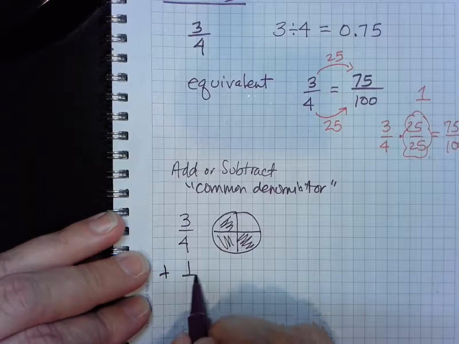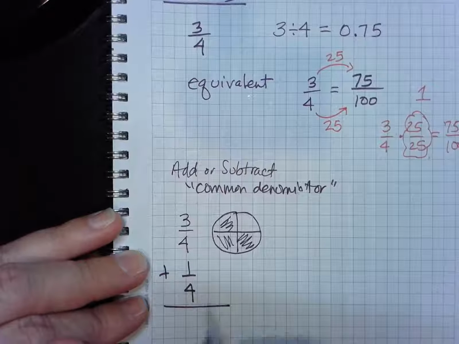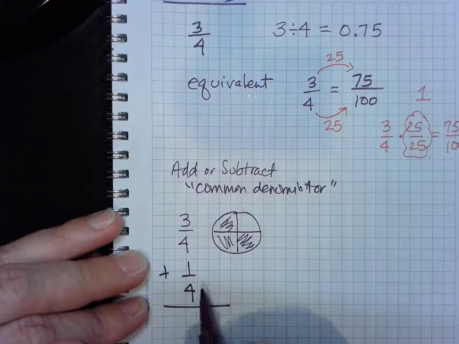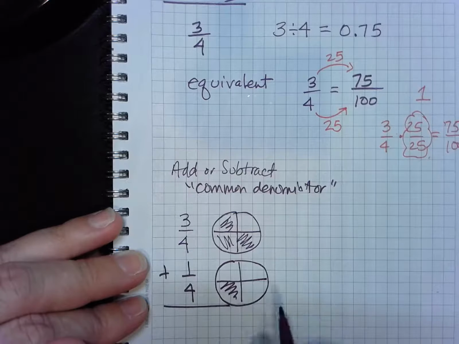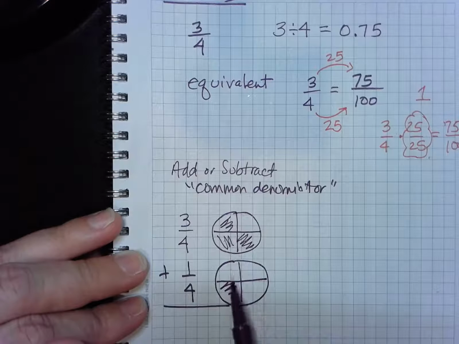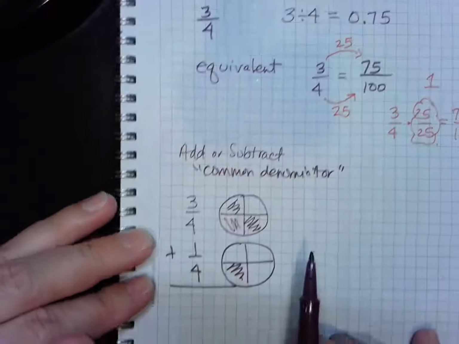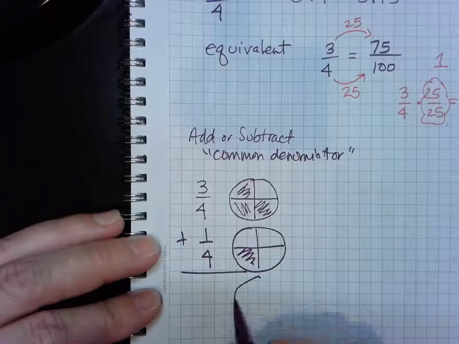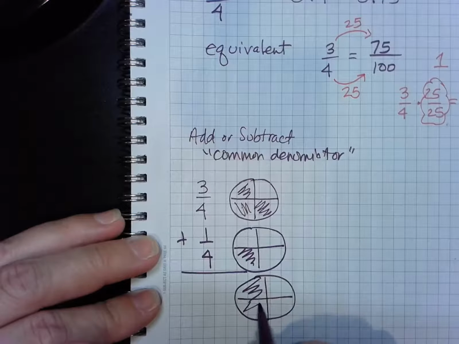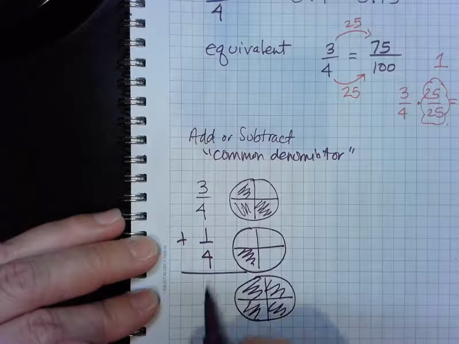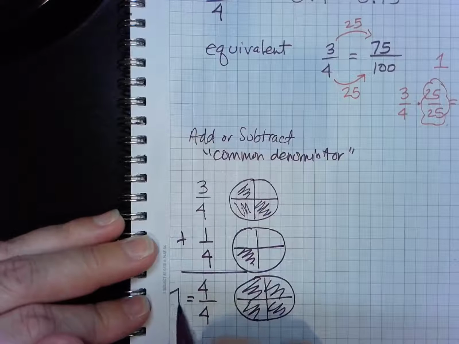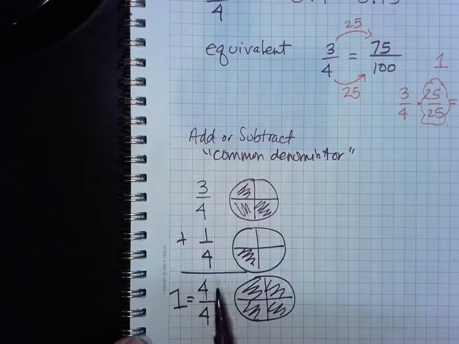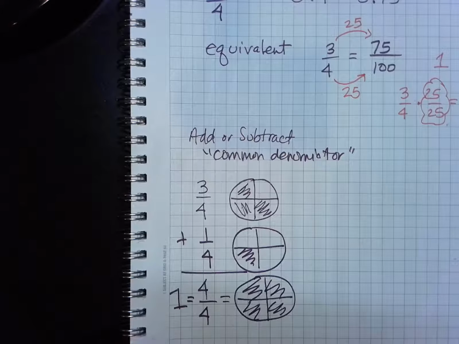So 3/4 plus 1/4, that's pretty easy. I can add 3/4 and 1/4 because both of these are divided into 4 parts. So I have 3 pieces of the same circle, and I have another piece of the same circle. And so then I have 4 pieces of the same circle. Here's 3/4, here's 1/4. So I have 4/4, which is equal to 1 whole. So 1 is equal to 4/4, which is equal to my pictorial representation.